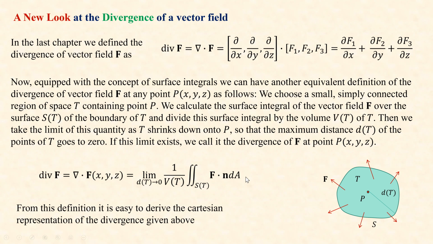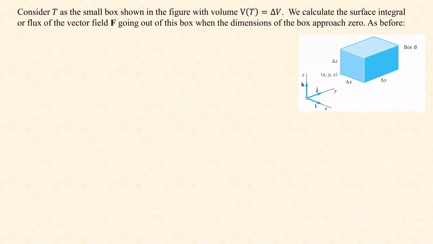So this is the new definition of divergence of a vector field. From this definition, it is easy to derive the Cartesian representation, this. So how this is equivalent to this, and vice versa. All right, so let's do that. Consider T as the small box shown in the figure with volume V of T, which is delta V. And here in this case, because it has dimensions delta X, delta Y, delta Z, the volume becomes delta X times delta Y times delta Z. We calculate the surface integral, the flux of the vector field F going out of this box when the dimensions of the box approach 0. So we are going to approach delta X, delta Y, delta Z to 0.